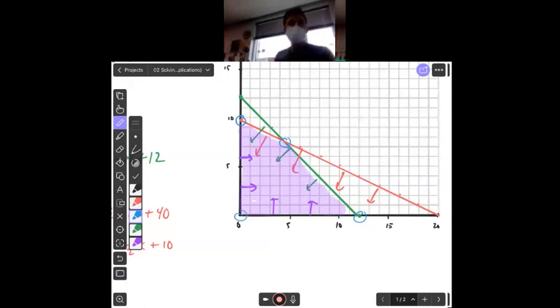I did not do a great job graphing. I think this one's supposed to meet there. So it should meet at 4, 8. Where that one's supposed to be, my line is a little bit off. This one's at 0, 10. This one's at 0, 0. This one's at 12, 0.